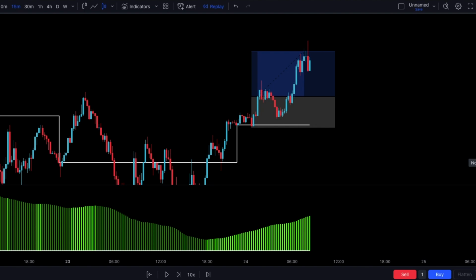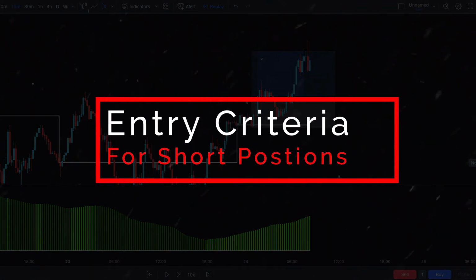So one key bit of information, we're only going to take the first breakout of either direction. The rest of the breakouts, we're going to leave, just to filter out a lot of losses. So now let's go over the sell criteria.